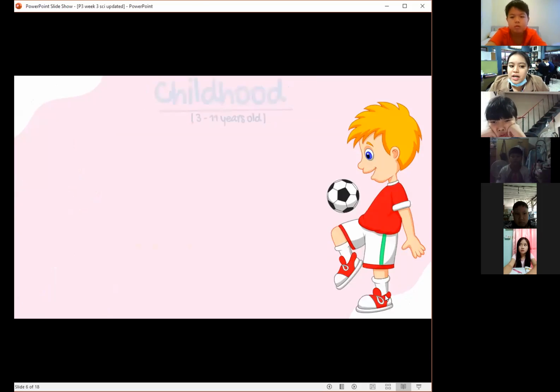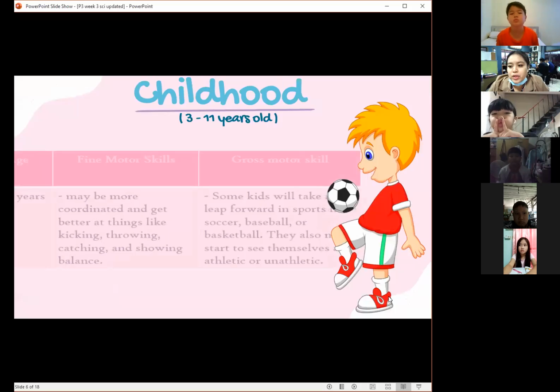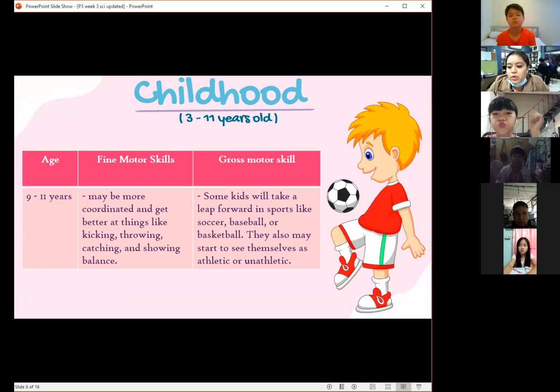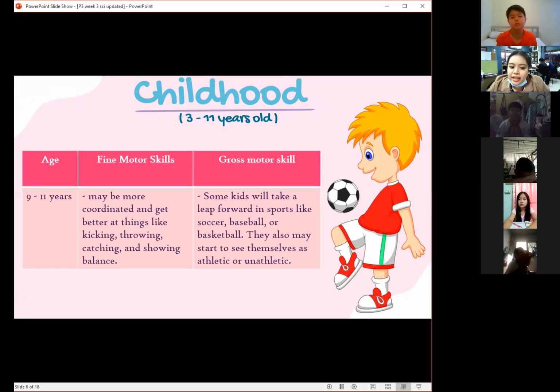Okay. Next one, we still have 9 to 11 years old. Maybe more coordinated and get better at things like kicking, throwing, catching, and showing balance. Okay, during 9 years old, they become more coordinated. They can kick, they can throw, and they can catch. Understand? Next, for their gross motor skill, some kids will take a leap forward in sports like soccer, baseball, or basketball. They also may start to see themselves as athletic or unathletic.